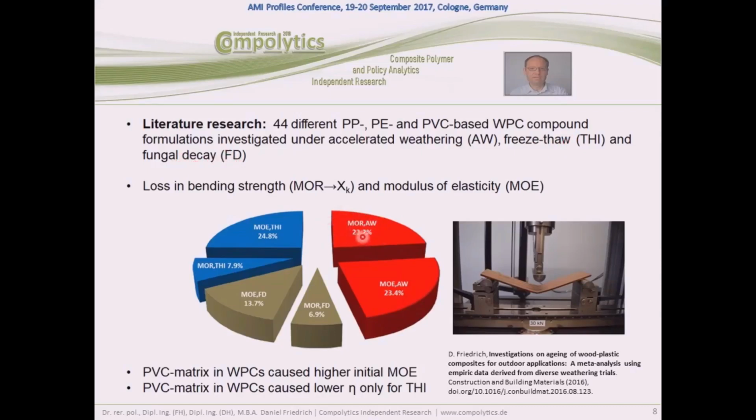And you can see the results here, split by modulus of rupture and modulus of elasticity, which were both tested. From this artificial weathering testing with UV light, we have something like 23% degradation for MOR and something quite similar for the stiffness modulus, followed by similarly high values from frost thaw cycling, but much less concerning the modulus of rupture. So obviously frost thaw cycling is more crucial for the stiffness modulus.